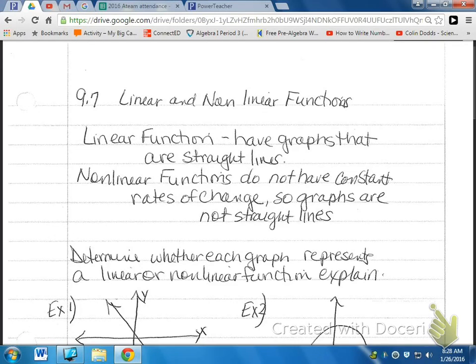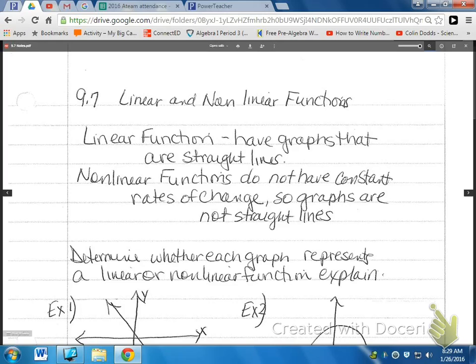Lesson 9-7, linear and nonlinear functions. So when studying pre-algebra, algebra, and so on, a lot of it revolves around linear functions, and linear functions are functions that make straight lines. Nonlinear functions then are considered probably more curves, but there are other things. They do not have constant rates of change, so their graphs are not straight lines.